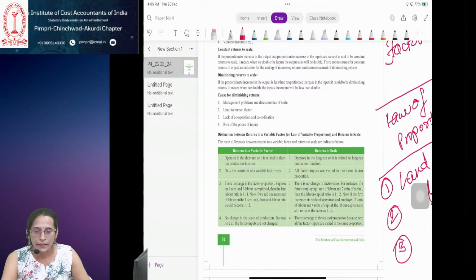Is the screen not clear or what? Okay. This is clear, the differences between the law of variable proportion and returns to scale. Okay.